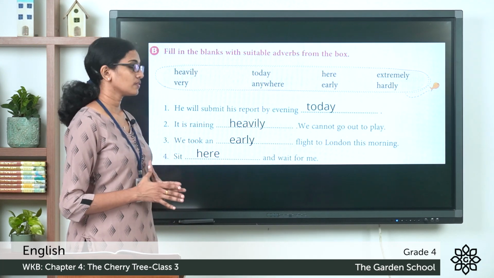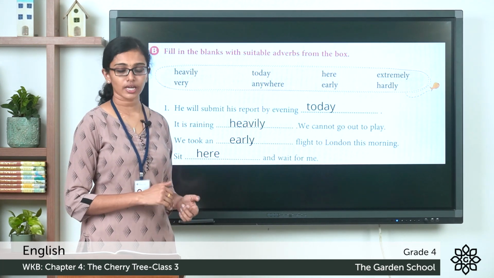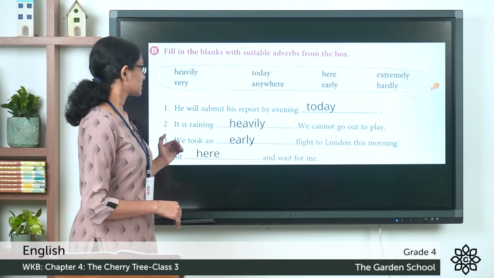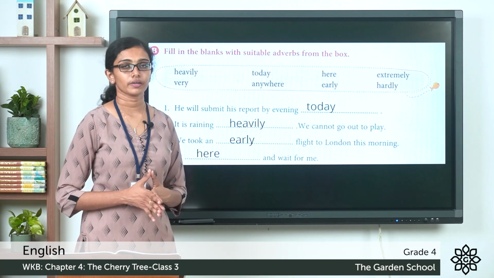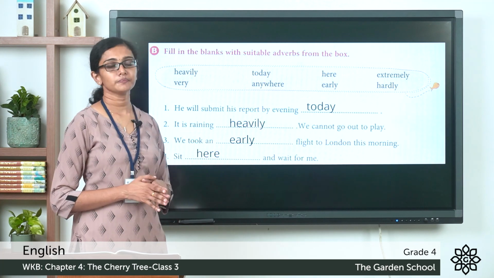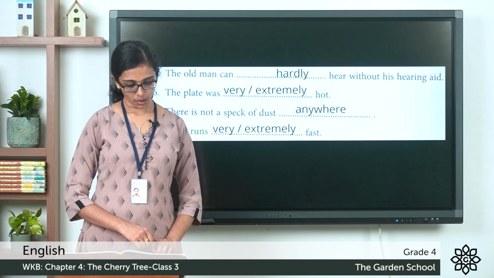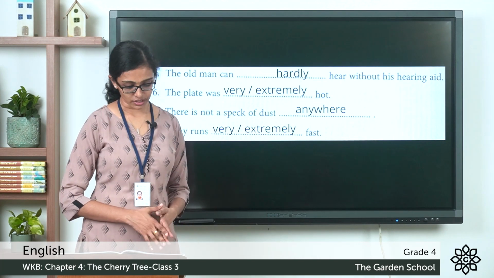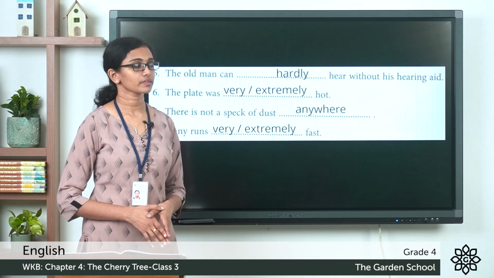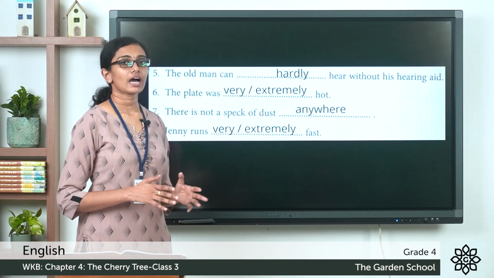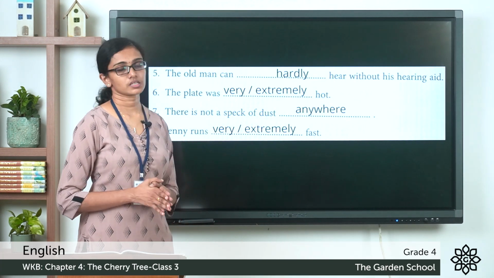The next question, fourth one, sit dash and wait for me. Sit here and wait for me. An adverb of place. Now the next question, the old man can dash hear without his hearing aid. The old man can hardly hear without his hearing aid.